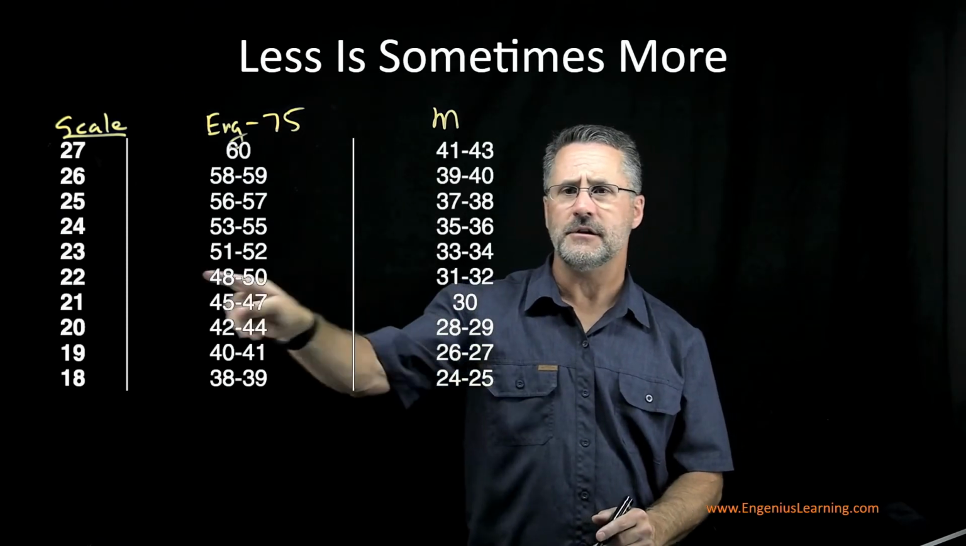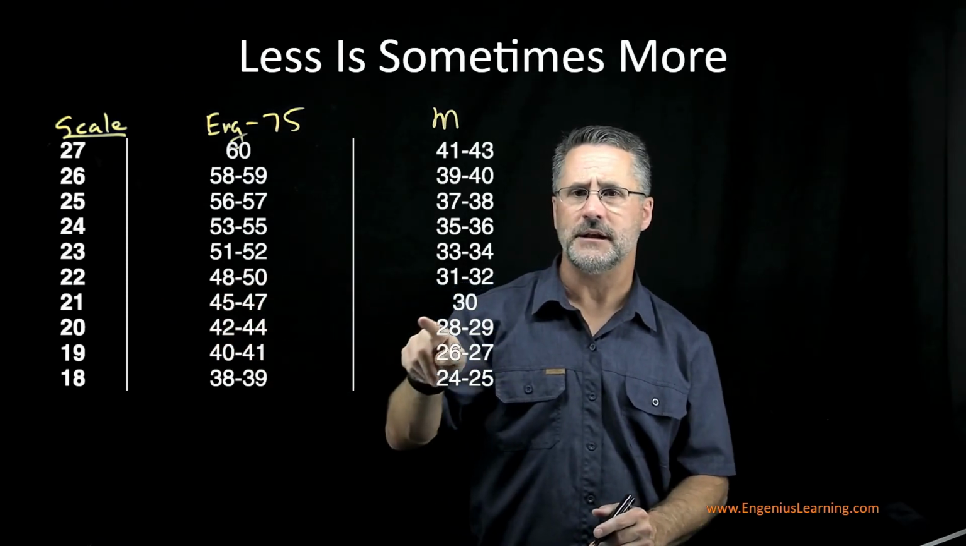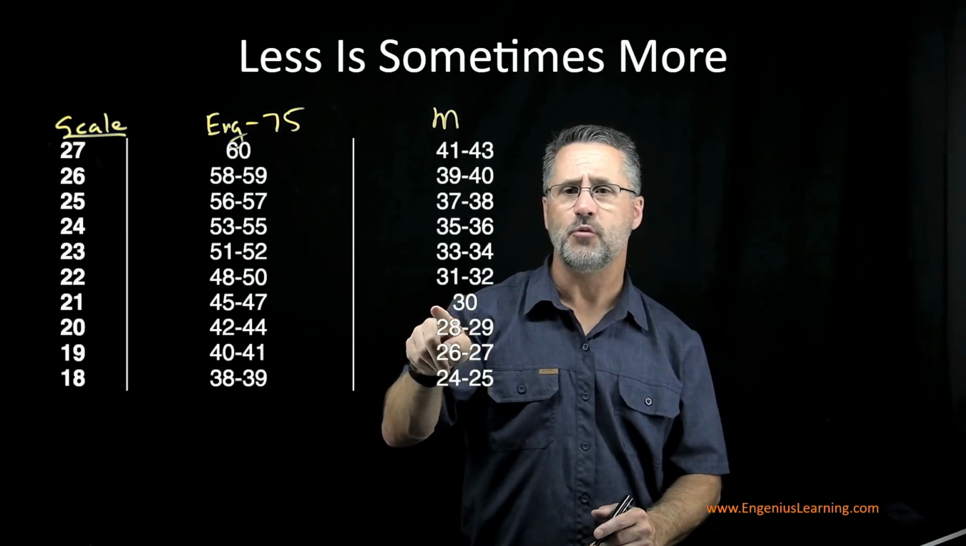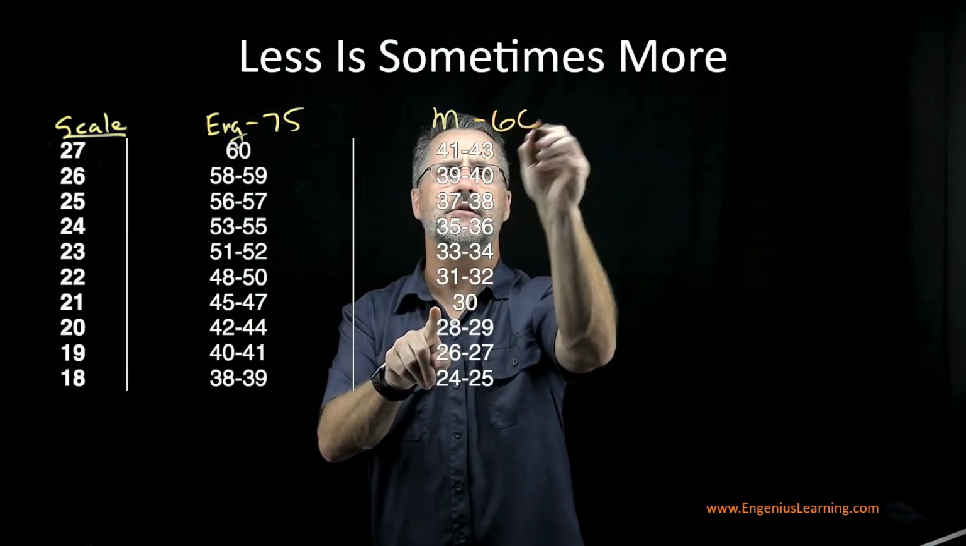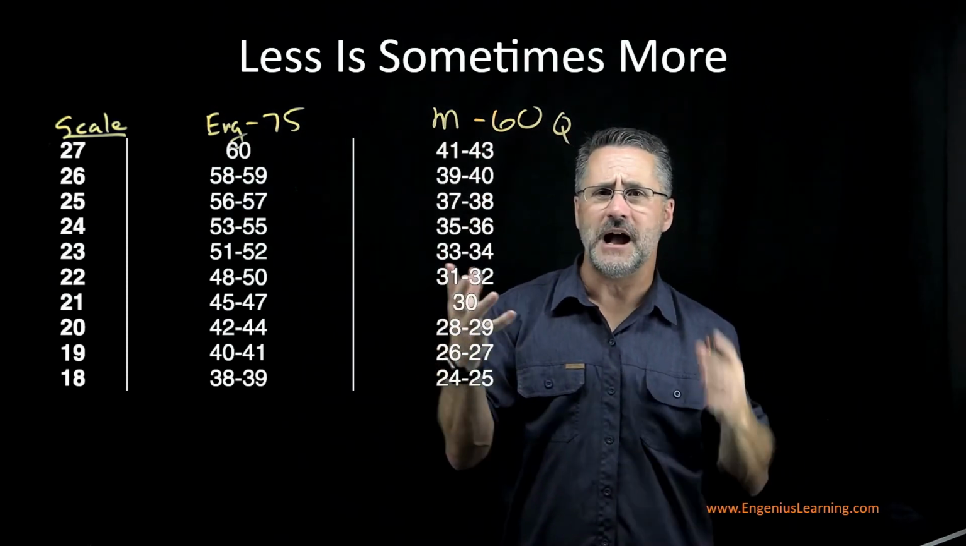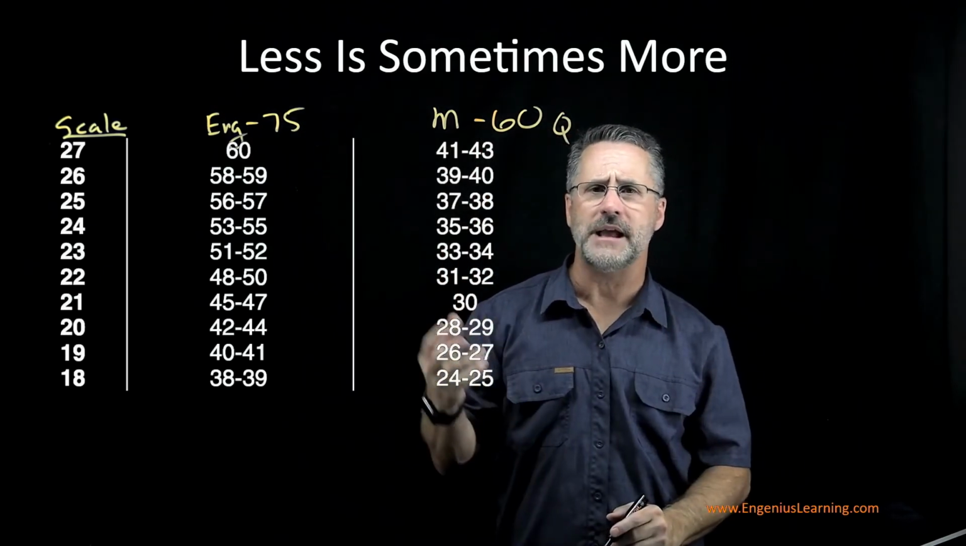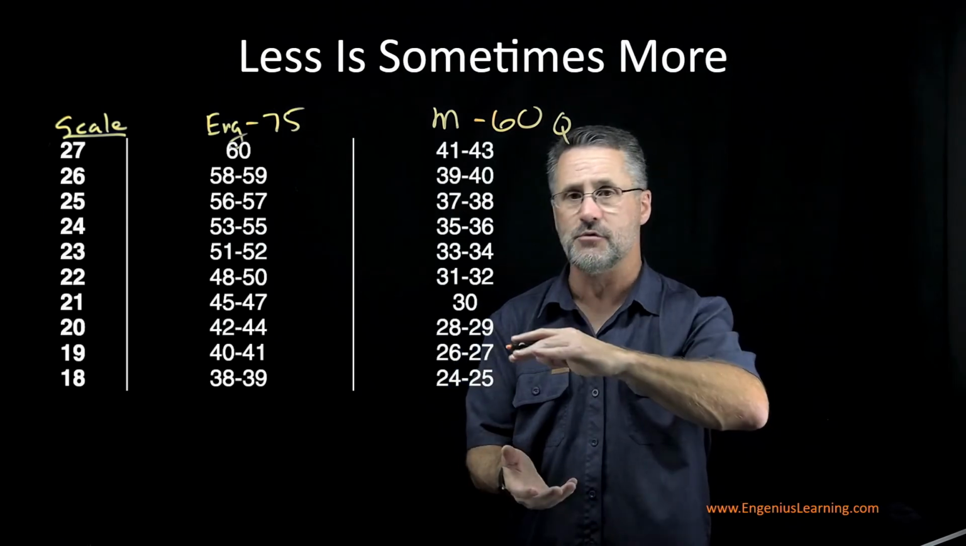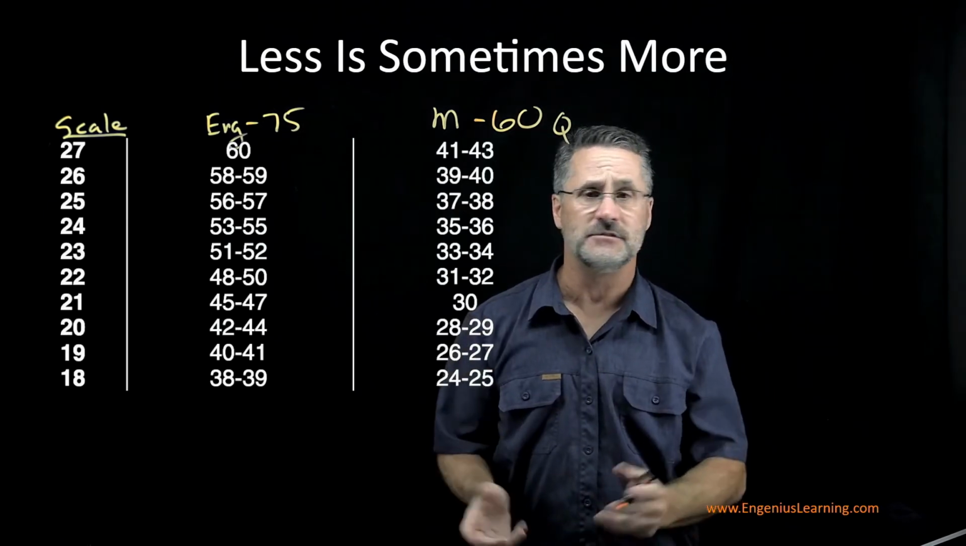For math here, if I want to get the national average, I need to get roughly 28 to 30, and there are 60 questions on the math. So I'm getting 28 to 30. I'm getting roughly 50% right. Yet kids are rushing through to get to those last 10. Those last 10 are hard.